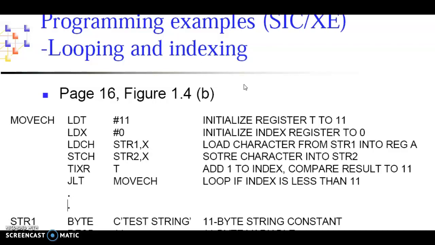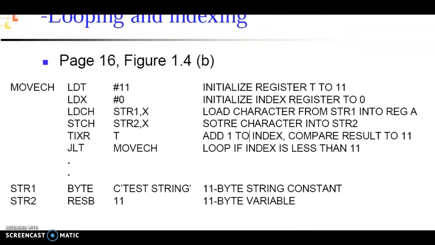So here we are defining this T register. What does the program do? We have to copy the string, test string, and place it into string str2. The two memory variables are there, str1 and str2.